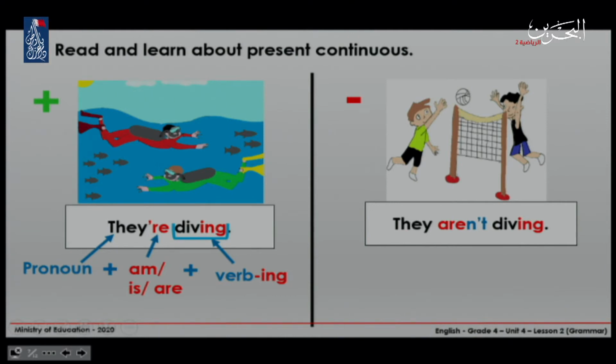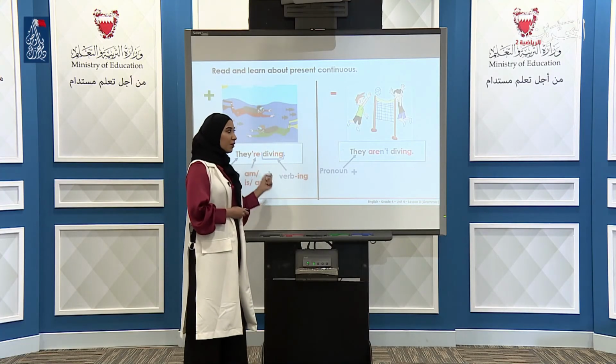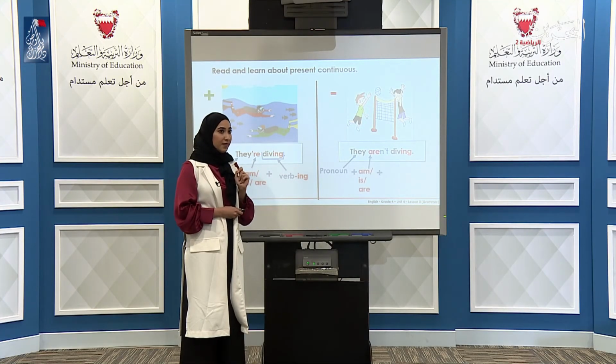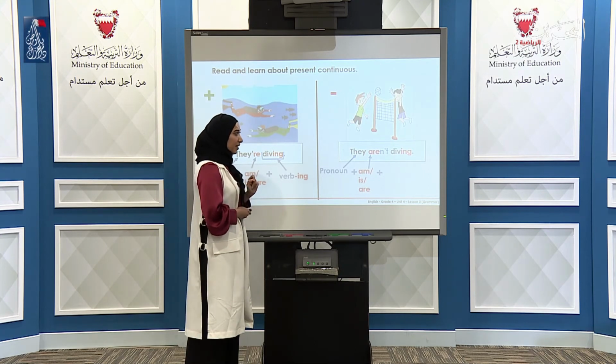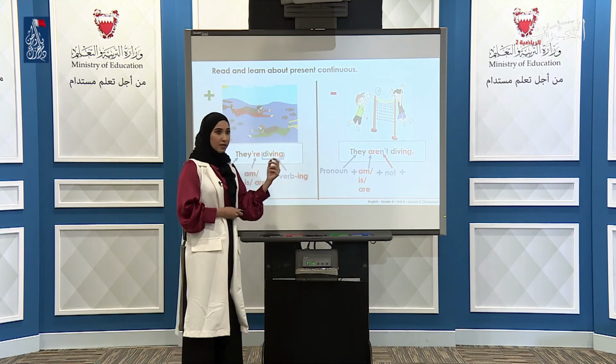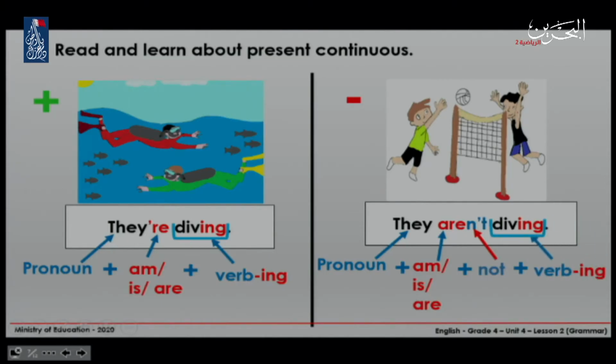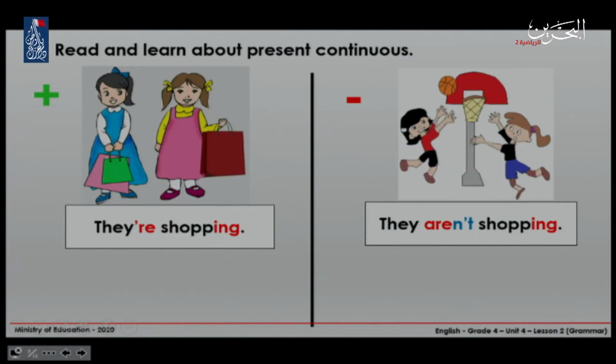Let's see the negative form. They aren't diving. Again, first we start with the pronoun, then with the verb to be, aren't, and then not, it will become aren't, and then finally verb plus ing, diving. They aren't diving, or we can say they are not diving.